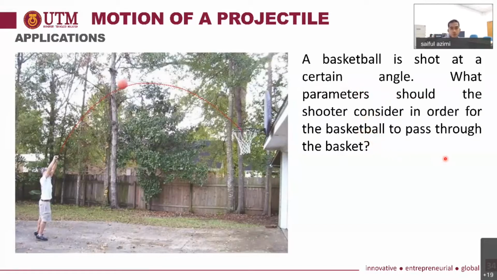Do you know what parameters the shooter needs to consider in order for the basketball to pass through the basket? Can you suggest some of the parameters? Guys?